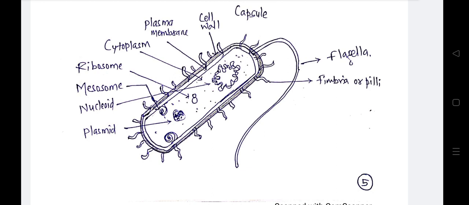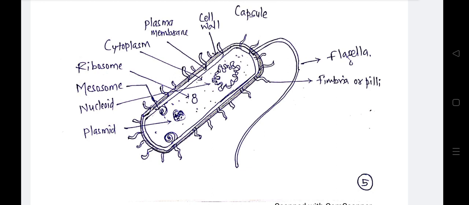Then look at the right hand. The bacterial cell possesses flagella. The flagella are useful for movement of the bacteria. They are present in motile bacteria. These are long, thin, helical appendages called flagella.